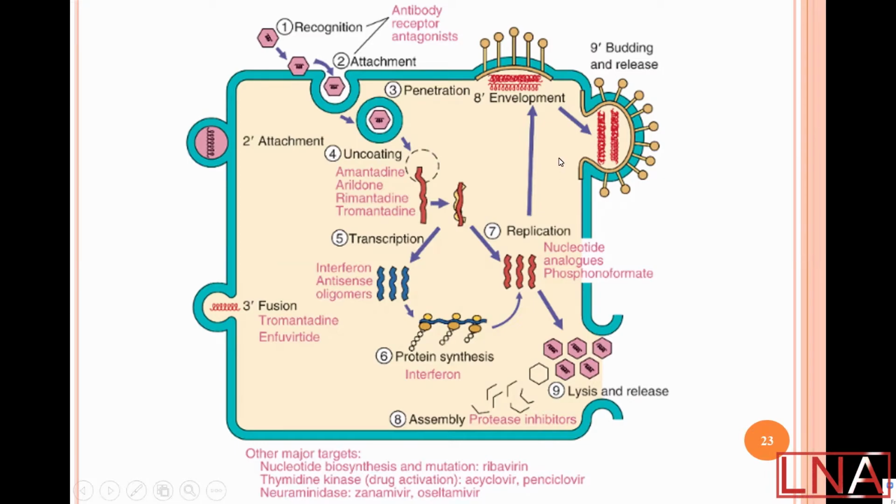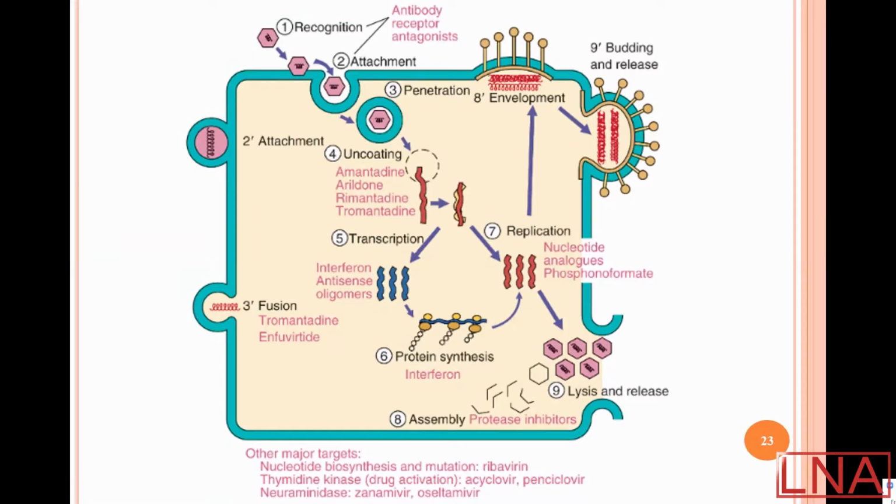If the virus is enveloped, assembly happens after budding. So the envelopment happens near the membrane, then budding happens because the membrane will surround the virus, the viral components, and budding. After that, full assembly will happen.